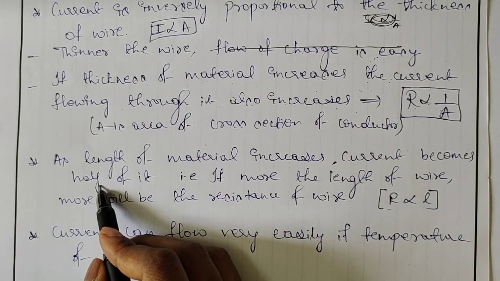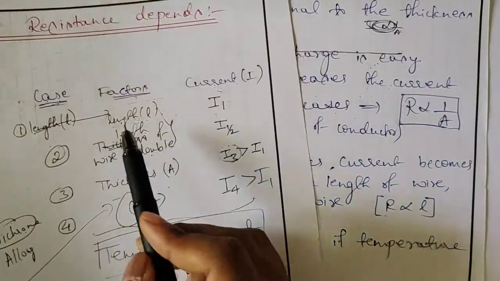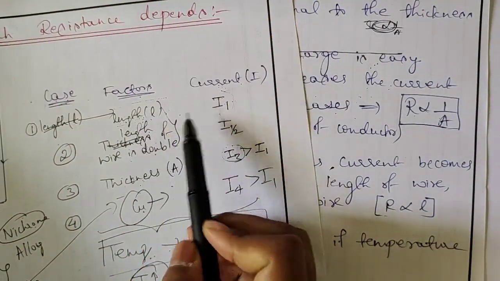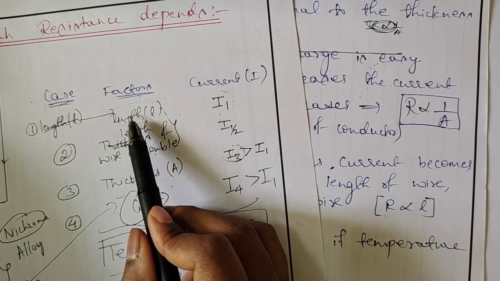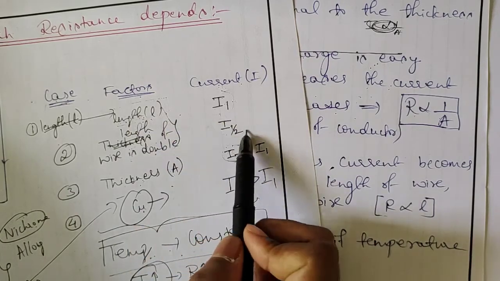Just to recall the first 2 trials: in the first trial, we took one particular length and got one value. In the second trial, I just doubled the first length. So what did I get? Current is half.